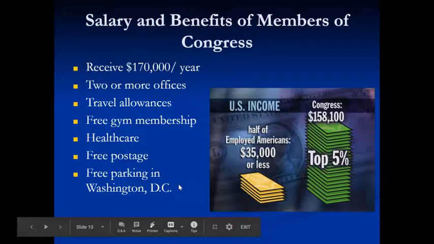Free parking in Washington, D.C. That's probably my favorite. It costs a lot to park in Washington, D.C. If you don't own a garage with your house in D.C., it's probably going to cost you $10,000 a year just to park there. So getting free parking, that's huge.